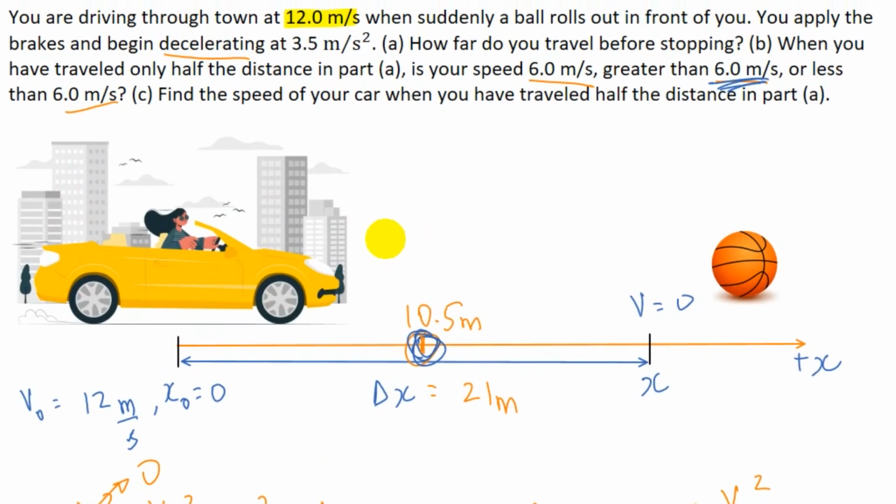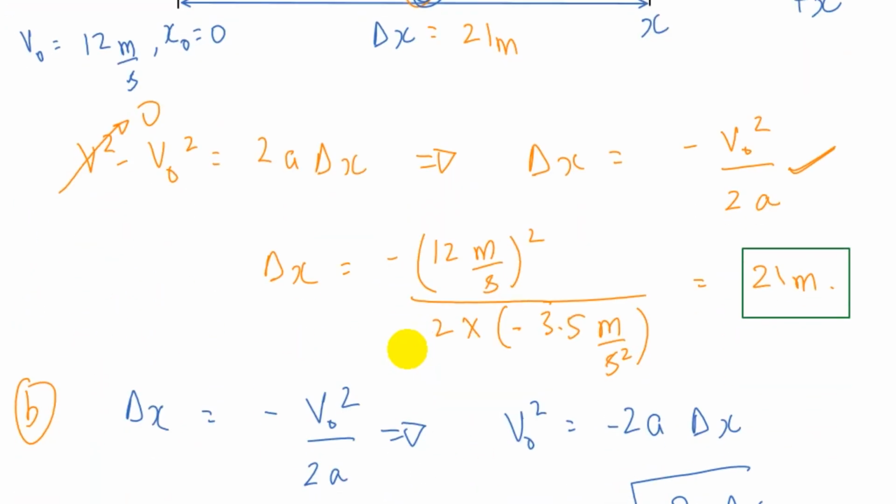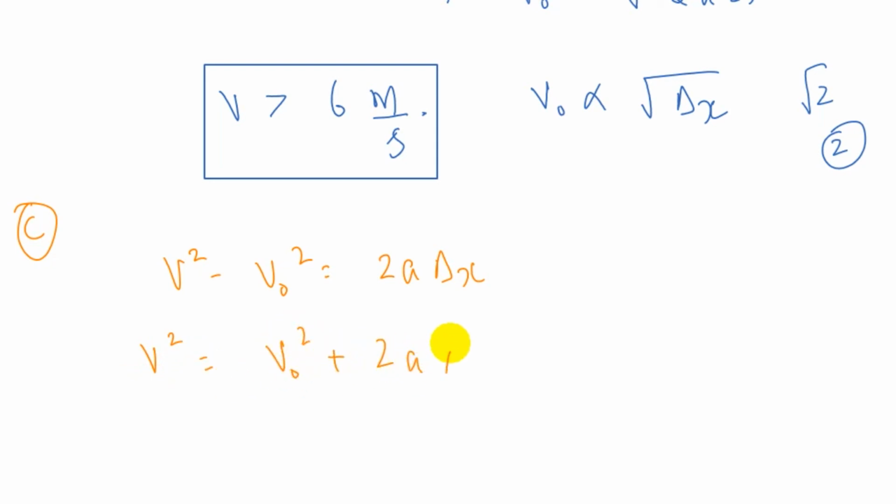Now next, in the C part, we have to find the speed of the car when you have traveled half the distance in part A. Now what the question is asking is, at this position what would be the speed, the exact speed. We know it will be greater than 6 meter per second, but what would be the exact value? This is what we have to calculate. So for that we can use this equation. v square minus v naught square equals 2a delta x, and from here we can write that v square will be equal to v naught square plus 2a delta x.